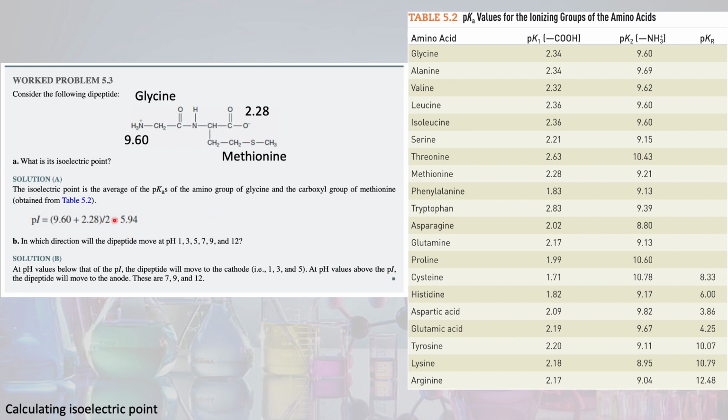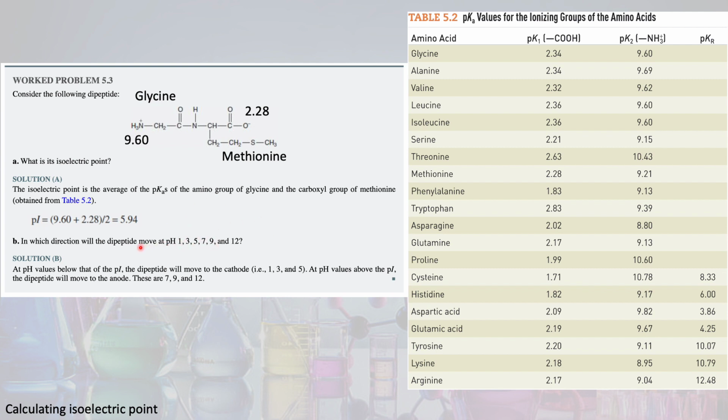So following up from the previous slide, here are our pKa's. We know a pH of 5 is in between here. So add and just divide, and it turns out our isoelectric point is 5.94. And then the last part of this question, which you'll have to do on your own: in which direction will the dipeptide move at a pH of 1, 3, 5, 7, 9, and 12?